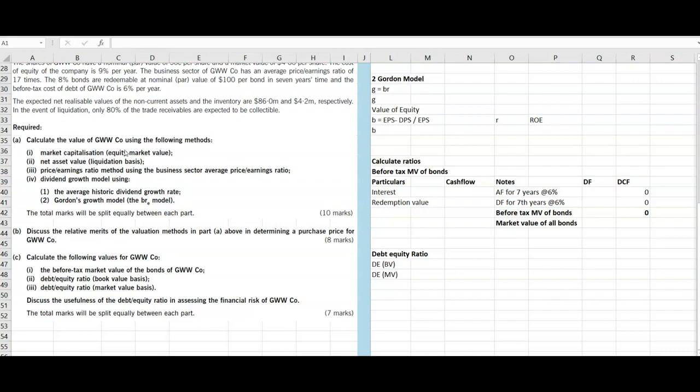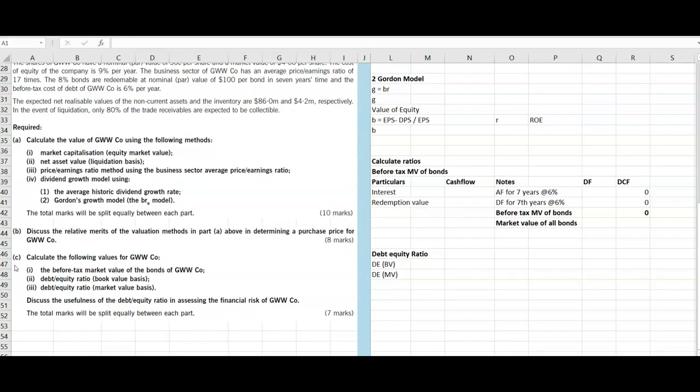Calculate the value of GCO using the following methods. So we have to value equity shares using market capitalization, net asset value on liquidation basis, price earnings ratio using the business sector average PE ratio, dividend growth model using the average historic dividend growth rate, and Gordon's growth model, which is the BR model. So that's about the questions that are being asked.